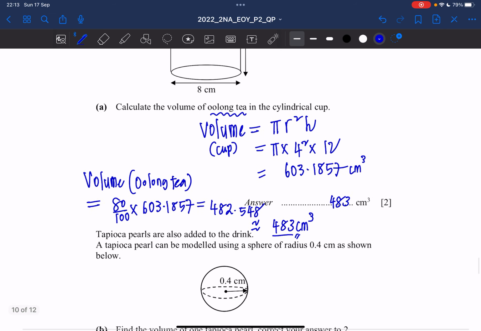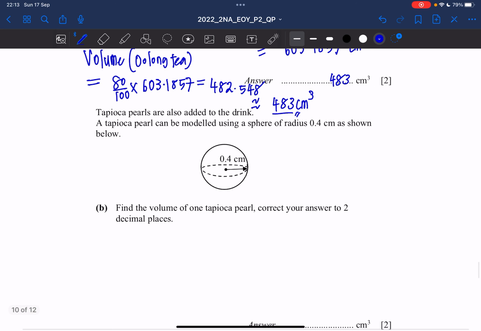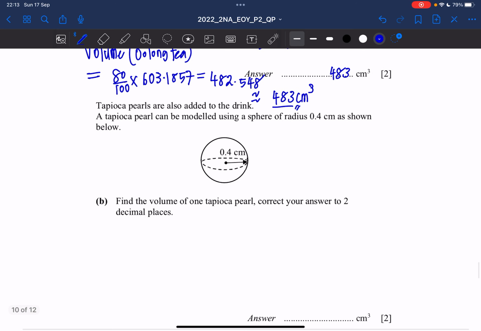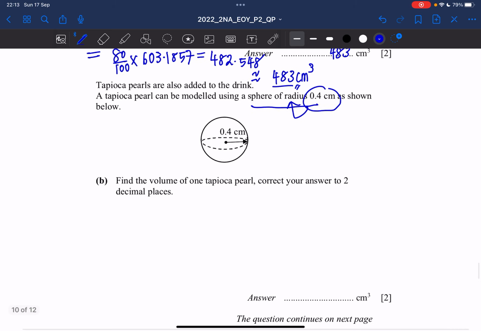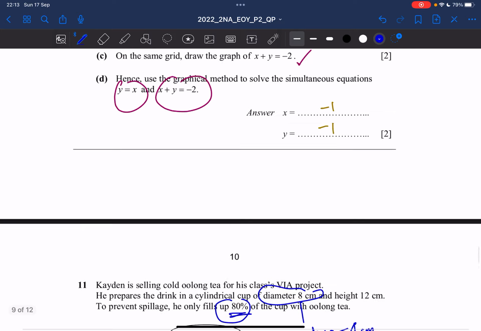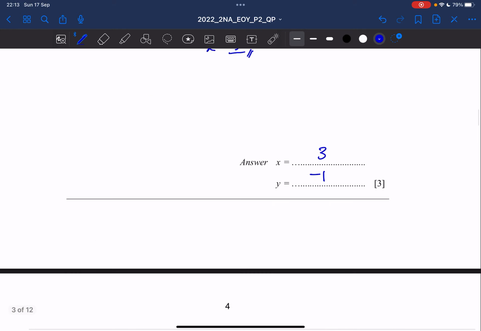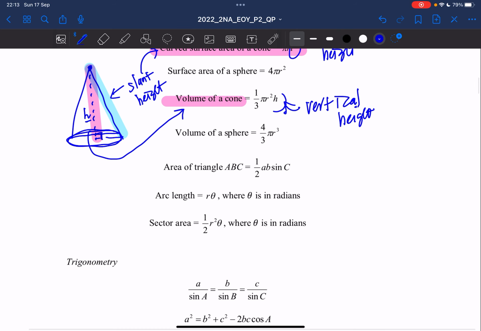Okay, now let's move on to the next one. So these are boba, tapioca pearls, also added to the drink. So it's in the shape of a sphere of radius 0.4. So volume of the pearl. Okay, so volume is given. It's also on your page 2. Let me show you. Where is it? Okay, so volume of the sphere is given here. It's 4/3 times pi r cube.